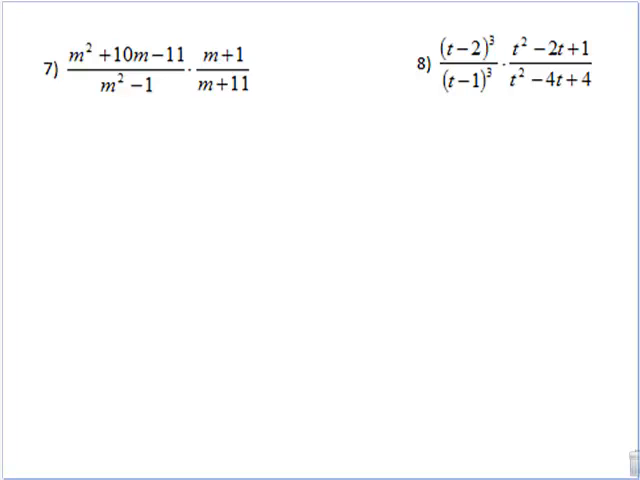Can we factor here? Okay, so the m squared plus 10m minus 11. We can certainly factor this. How does the m squared plus 10m minus 11 factor?